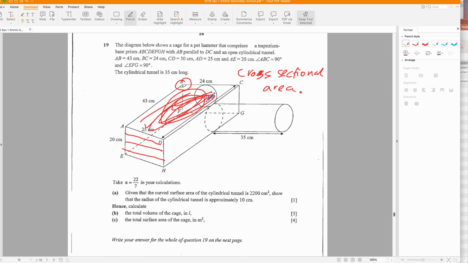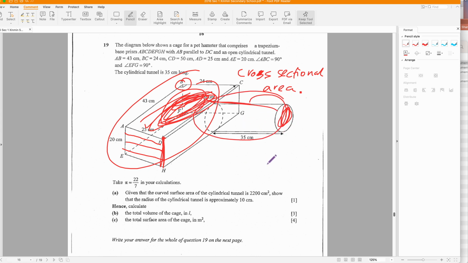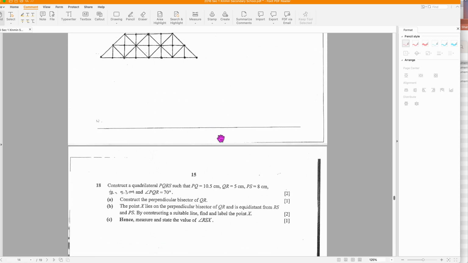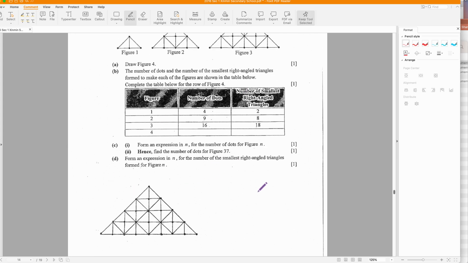Once you find the area of this, then you times the height, which is this, that's the volume of this prism. And then you find the area of this, then you times the height of this, and then with the area, the volume of this volume. So it's very simple for this question.